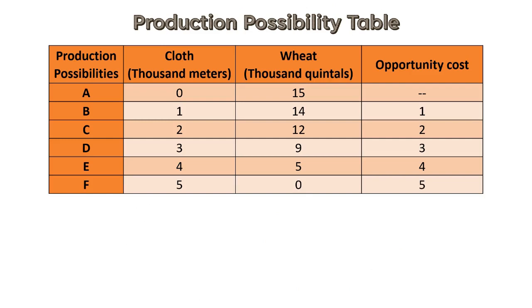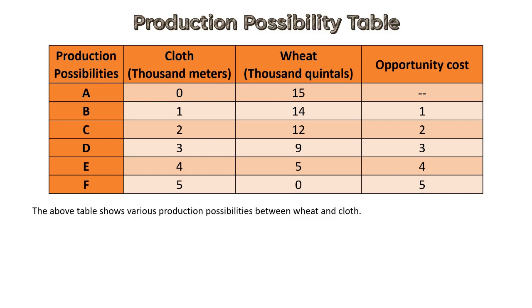In the first column of the table, we are showing various production possibilities or various combinations of the two goods. The possibilities range from A to F. In the second column, we are showing the production of cloth in 1000 meters. In the third column, we are measuring wheat production in 1000 quintals, and in the last column we are showing the opportunity cost between the two goods, that is cloth and wheat.